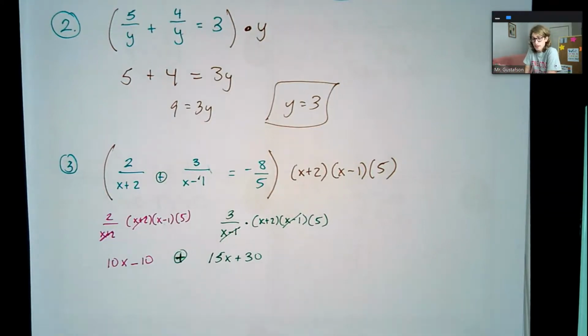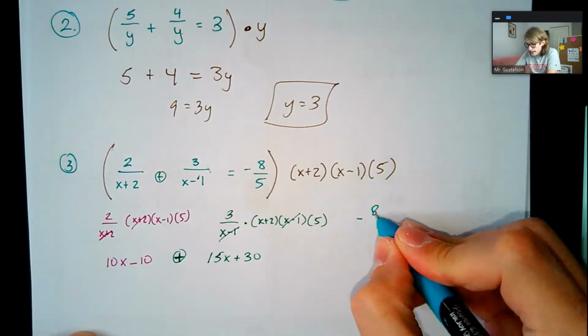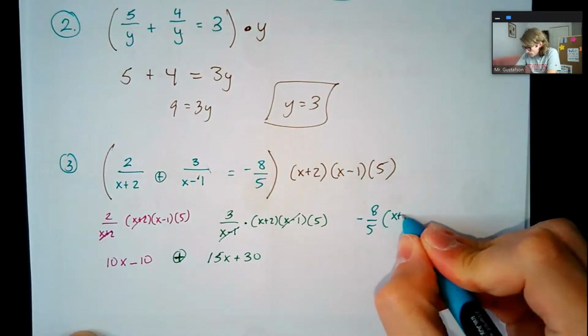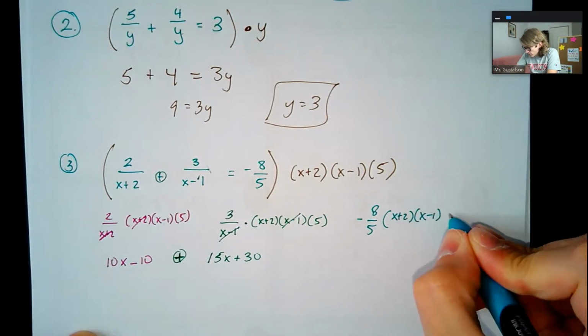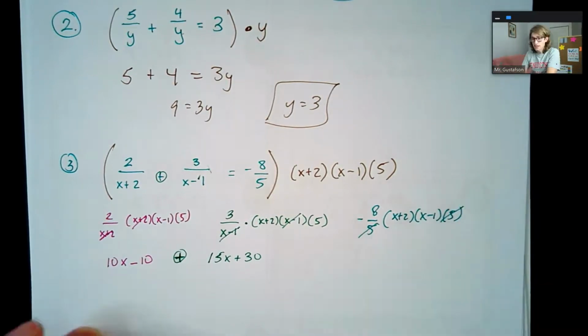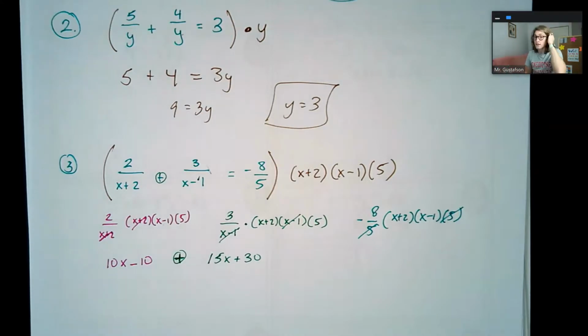We don't have any denominators. Now the last one's a little bit trickier. We're going to have negative 8/5, and we're multiplying that by x plus 2 times x minus 1 times 5. And this time the 5's cancel. So this one requires a little bit extra work.